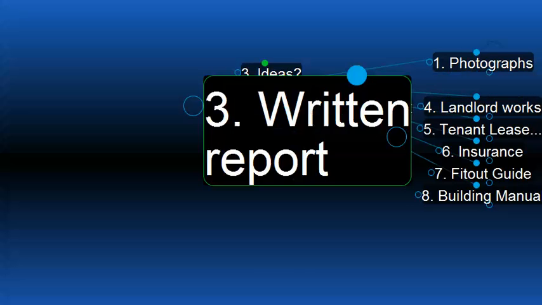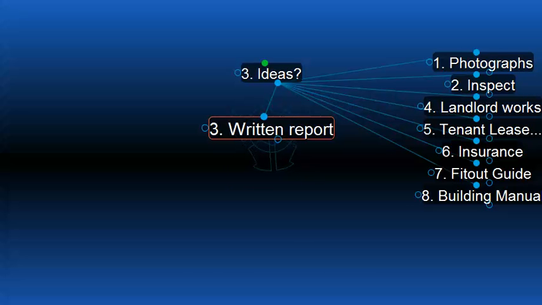Number three, create a written report of the inspection of the premises with the tenant. Note any issues that are of relevance or concern. Get the tenant to sign your inspection report at the end of the walkthrough. Give the tenant a copy of the inspection report duly signed by yourself as the leasing agent or the property manager, and the tenant will be in agreement to your findings by signing that document.